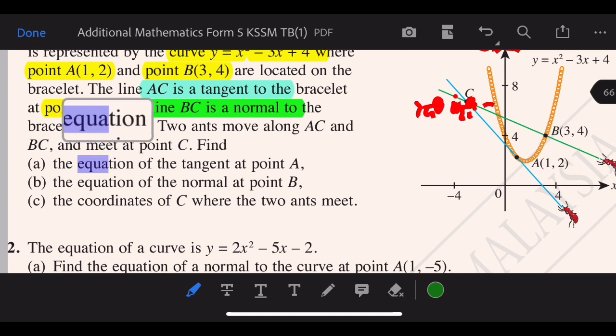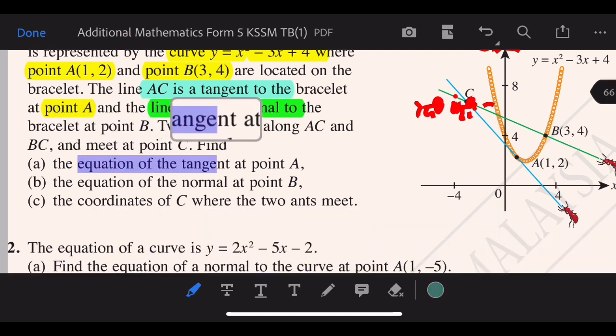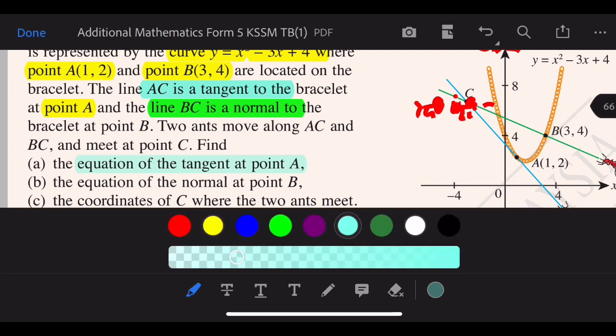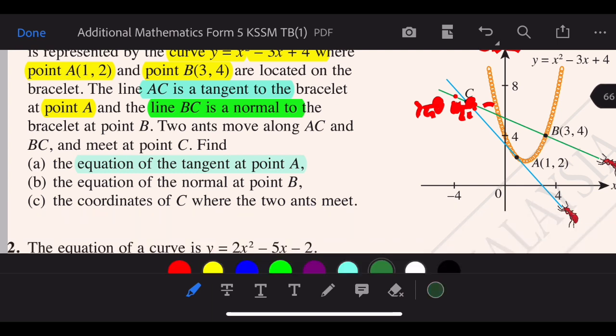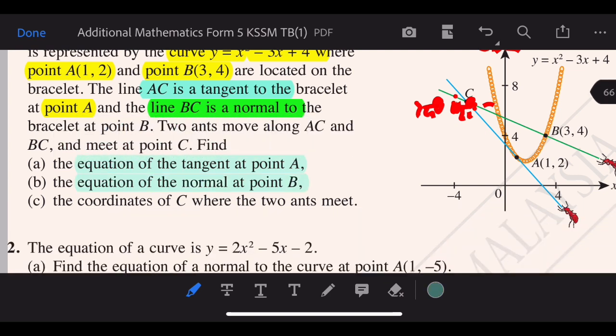So now the question is asking you, so basically you must know how to find the equation of the tangent at point A, and you must also know how to find the equation of normal at the point B. This is very basic, you must know. The equation of normal at point B is actually a straight line. Tangent is also a straight line. So when you form the equation, it's always using y equal to mx plus c.